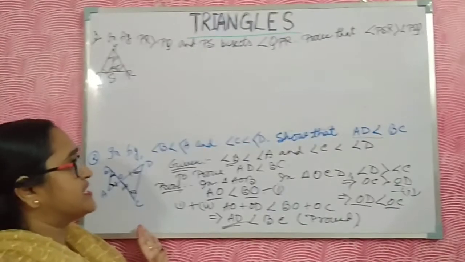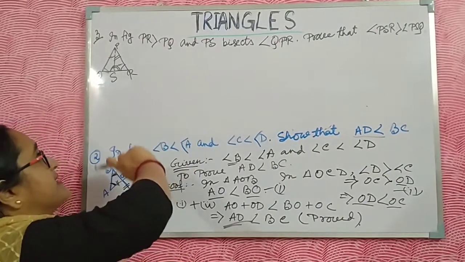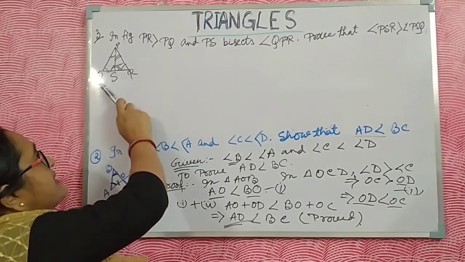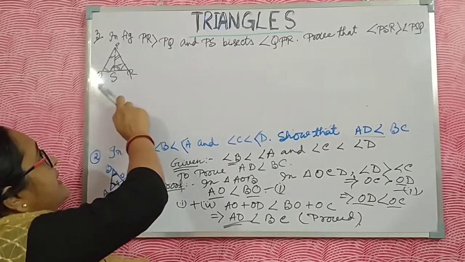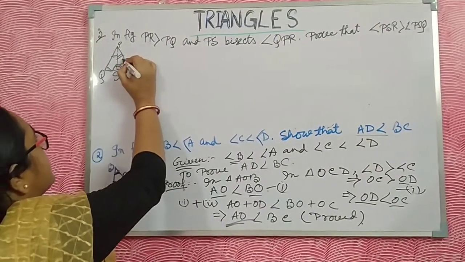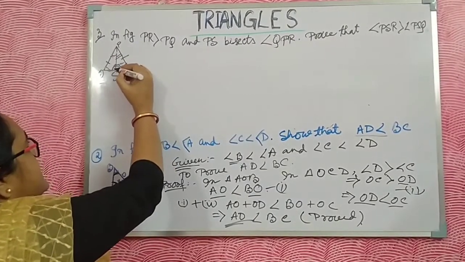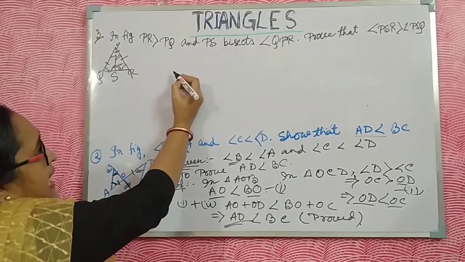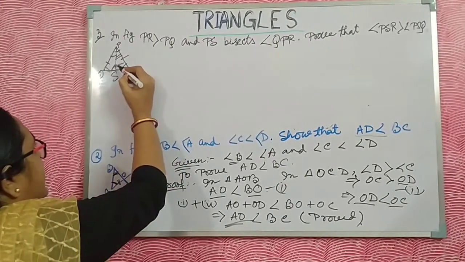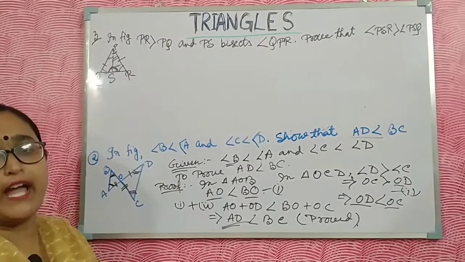And then I just discuss the third one, which is under triangles. In the figure, I just take a random question. In the figure, PR is greater than PQ. This is given data, and PS is the bisector of angle P, and prove that angle PSR is greater than PSQ.